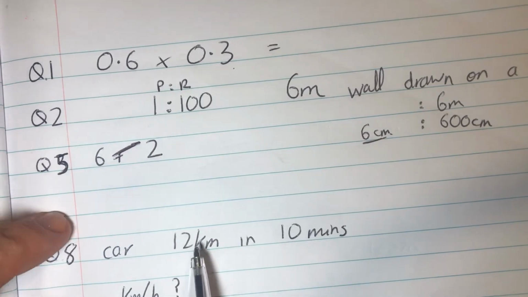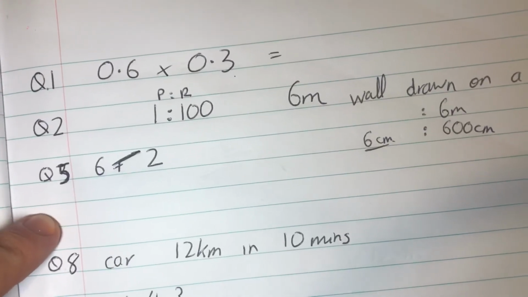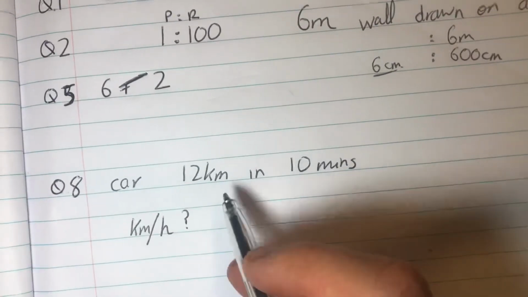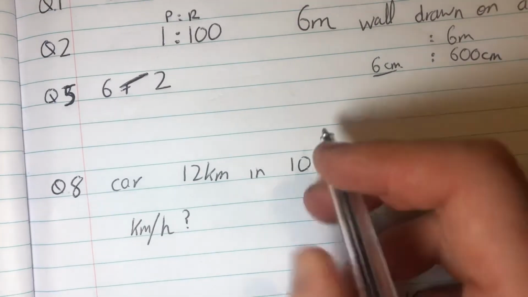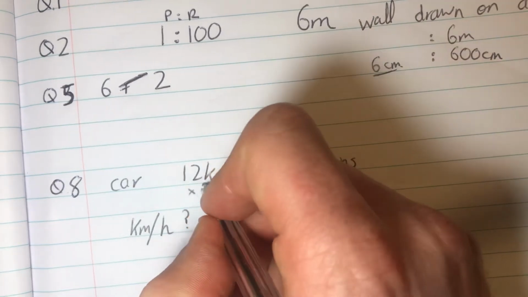Question 8, a car goes 12 kilometers in 10 minutes. What is its speed per hour? Okay, so if it goes 12 kilometers in 10 minutes, we need to find out how far it goes in an hour. So we multiply 10 by 6, you get 60, and you must multiply 12 by 6 as well, and you'll get your answer.